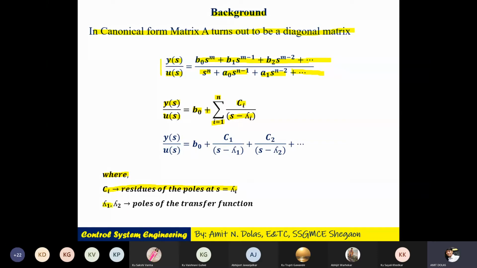Like, if there is order 2, then there will be lambda 1, lambda 2 as poles of the transfer function, and this can be written in the form of Y by U is equal to b0 plus c1 by s minus lambda 1 plus c2 by s minus lambda 2, likewise c3 by s minus lambda 3. Likewise, you will get the poles of the transfer function.